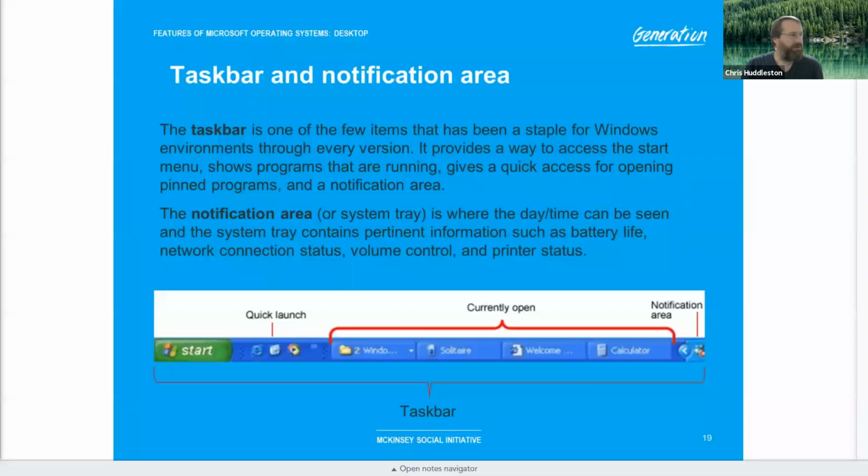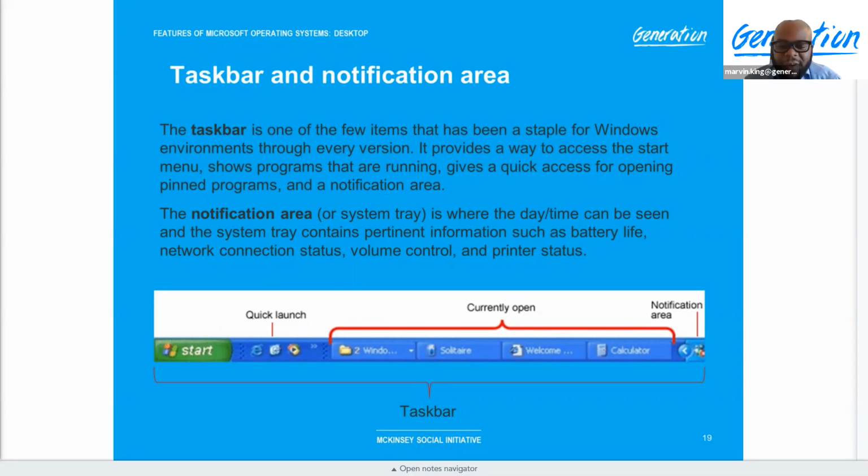Faison, if you don't mind, sir, I'm gonna get you to read this one. The taskbar is one of the few items that has been a staple for the Windows environment through every version. It provides a way to access the start menu, shows programs that are running, gives quick access for opening pinned programs, and a notification area. The notification area or system tray is where the day and time can be seen, and the system tray contains pertinent information such as battery life, network connection status, volume control, and printer status. Thank you, sir.